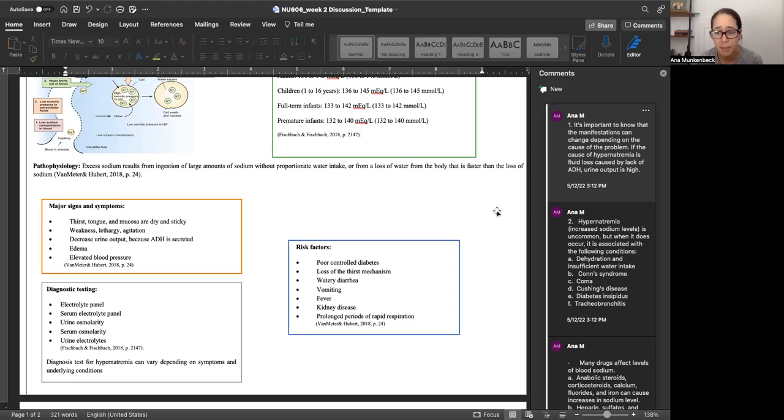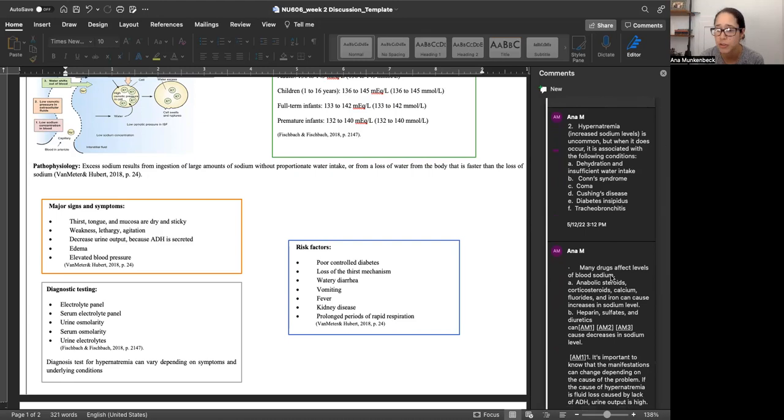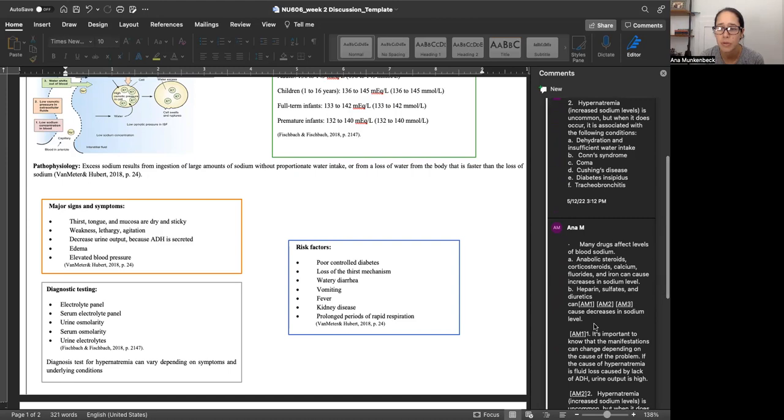Hypernatremia is uncommon, but when it does occur, it's associated with the following conditions. So dehydration, Conn's syndrome, coma, Cushing's disease, diabetes, and tracheobronchitis. Also, there are many drugs that can cause hypernatremia, and those are corticosteroids, calcium, fluorides, and iron can cause an increase in sodium levels. Also, heparin, sulfates, and diuretics.